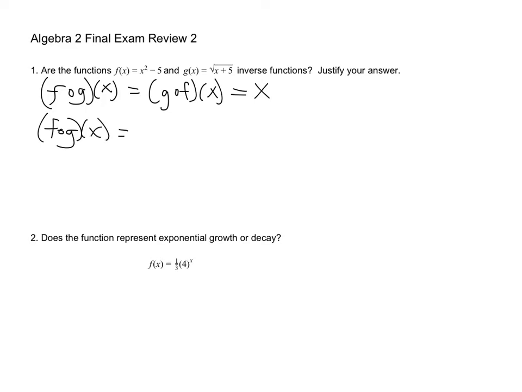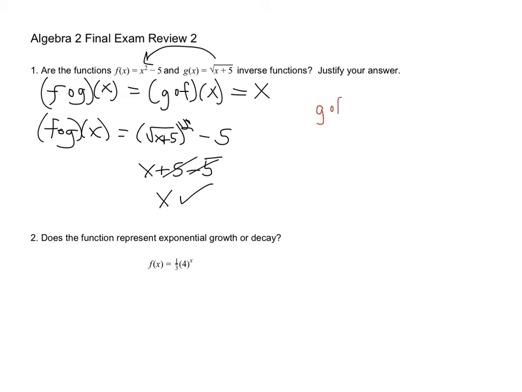that would be putting g in for f, so that's going this way. So I get there, and then it would be minus 5, because I'm putting that in. Now the square and the square root will cancel, so this just gives me x plus 5 minus 5, which will just give me x. So that way is good. That way it does turn out to be x like we wanted to.